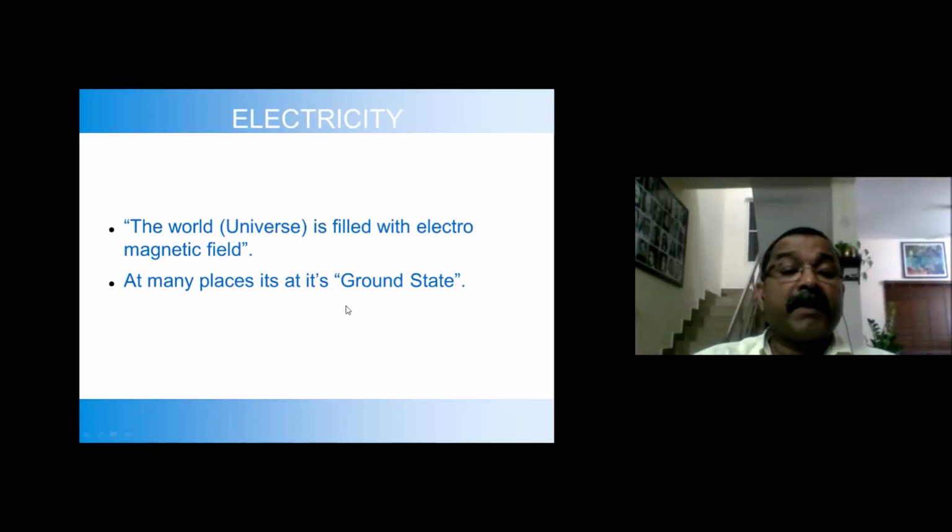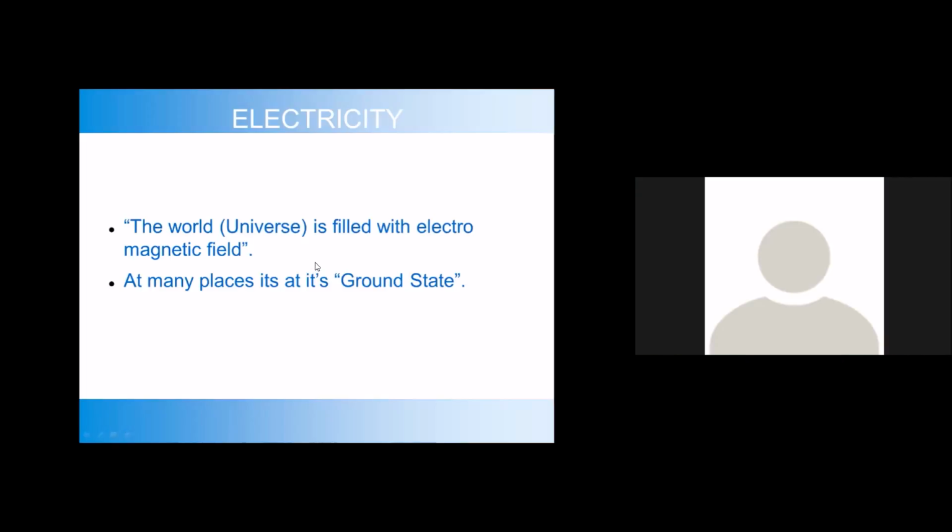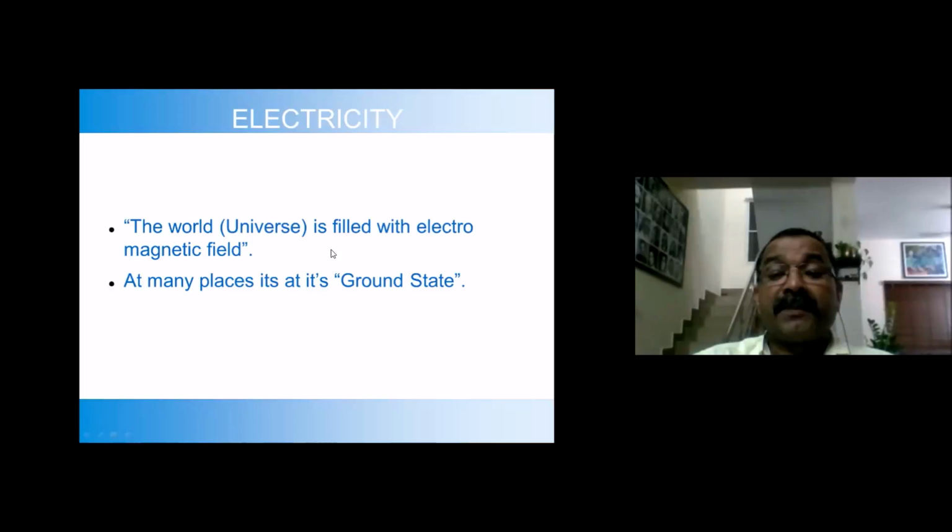Now you have to keep in mind that the world, or the universe, is filled with electromagnetic field. Keep this sentence in your mind always. The world is filled with electromagnetic field. So Rishikesh, spell it out for me. The world is filled with electromagnetic field. The universe is filled with electromagnetic field.